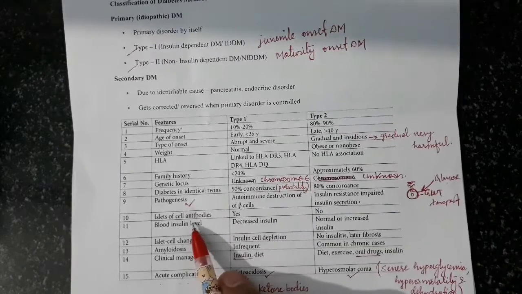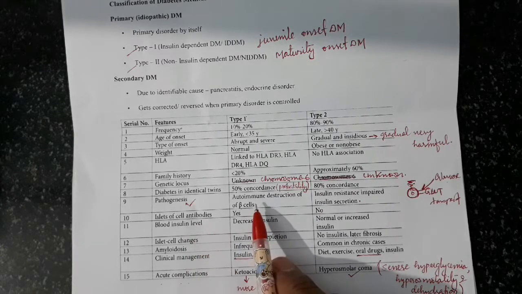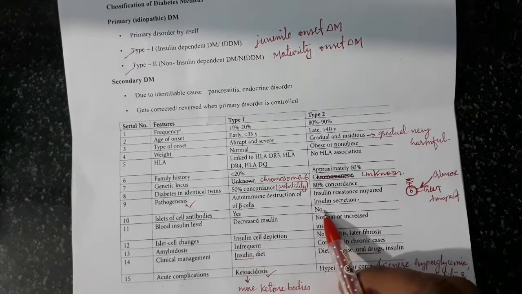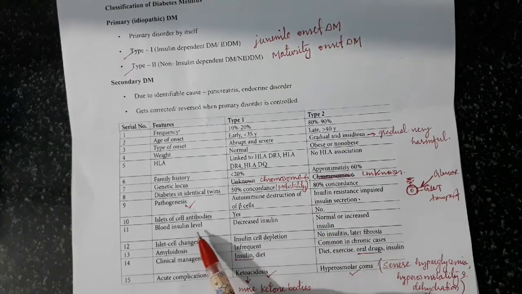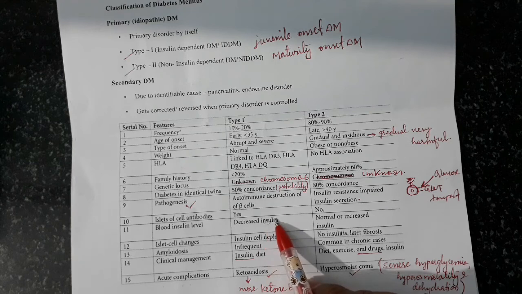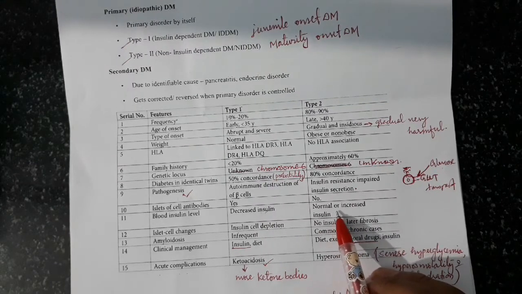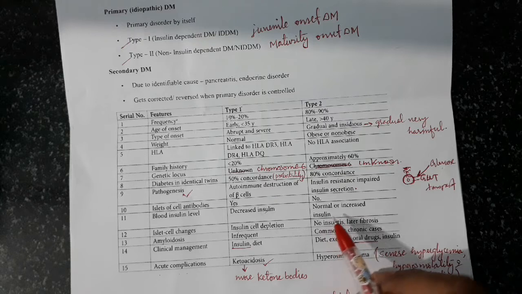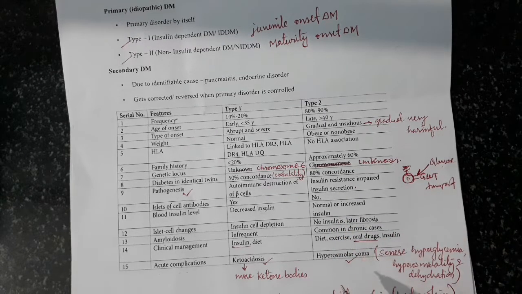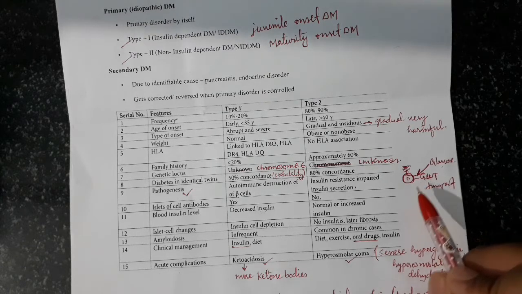Then islet cell antibodies, which destroy beta cells, are present in type 1, whereas there is no role of antibodies in type 2. Blood insulin level, if you see in type 1, it is of course decreased because of the damage of beta cells, whereas there is no damage of beta cells in type 2, so there will be a normal or even increased insulin level, but it is not able to open the GLUT transport in the cell.